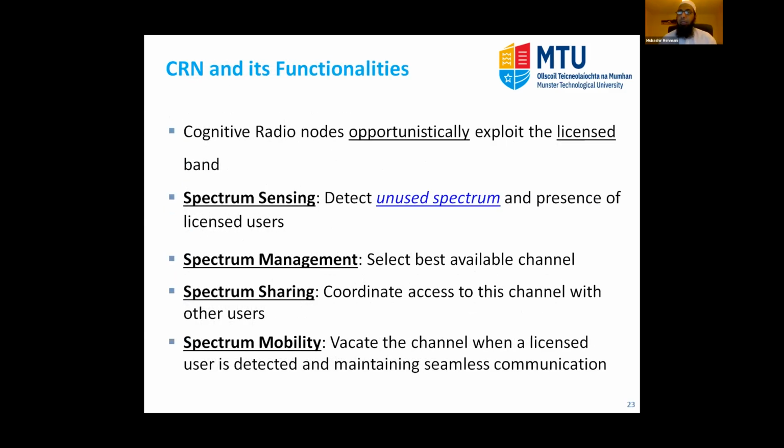But just to summarize, this cognitive radio network has 4 basic functionalities. The spectrum sensing phase, where the cognitive radio device will detect the unused spectrum. And in spectrum management, they will try to select the best available channel. And in spectrum sharing phase, they will coordinate access to this channel with other users so that other users know what are the channel conditions. And then if there's a licensed user trying to use the licensed channel, they will vacate the channel and move to the next free channel, while maintaining seamless communication.